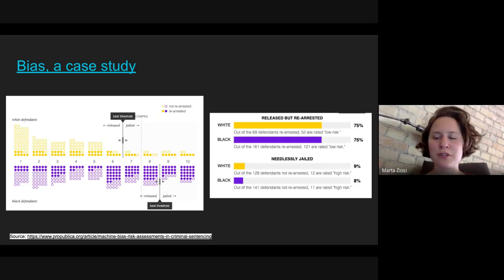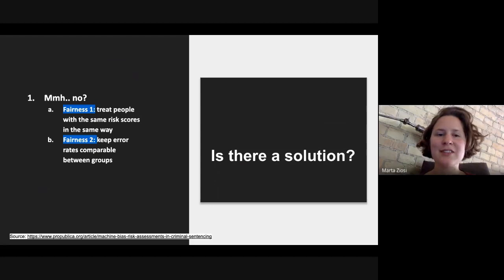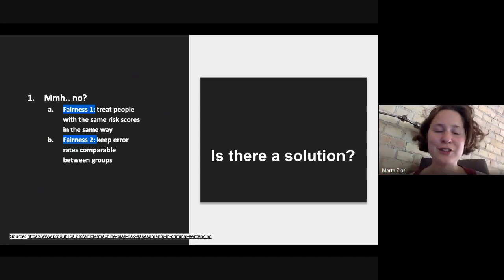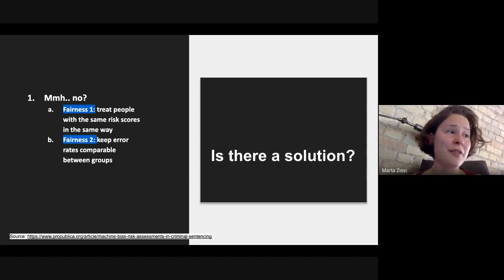That is playing with two different conceptions of fairness. One says, in the first example, when we have the same threshold for everyone, we treat people with the same risk scores in the same way. And in the second one, we want instead to keep error rates comparable between our groups. Is there a solution? Which one will we use? I would love the chat to discuss this because there's not really a solution, and some considerations that I find in the chat have a point.